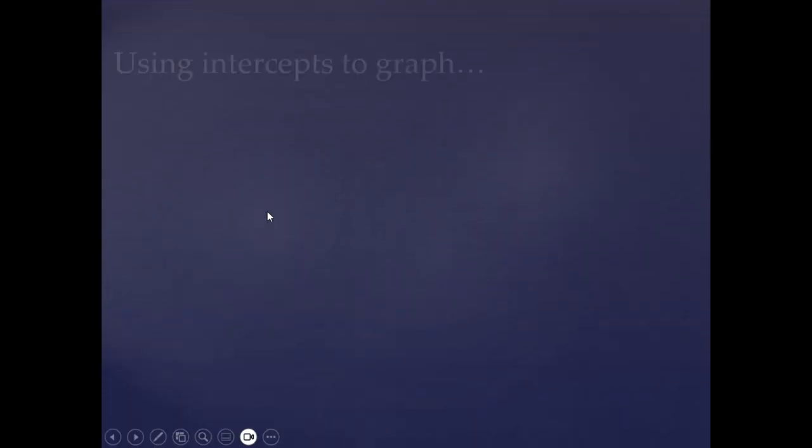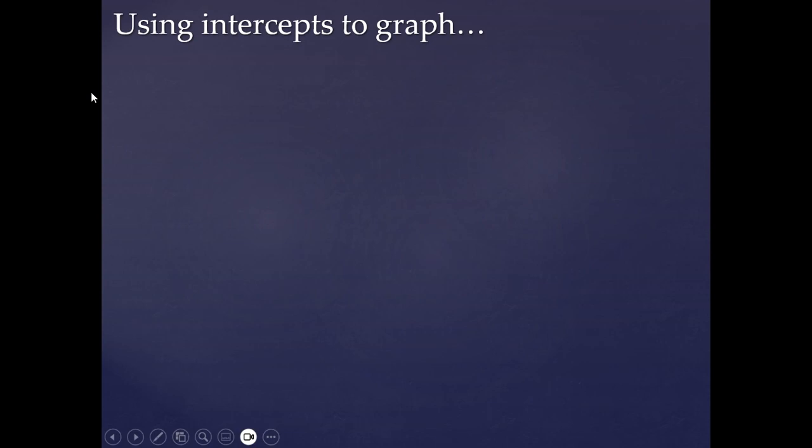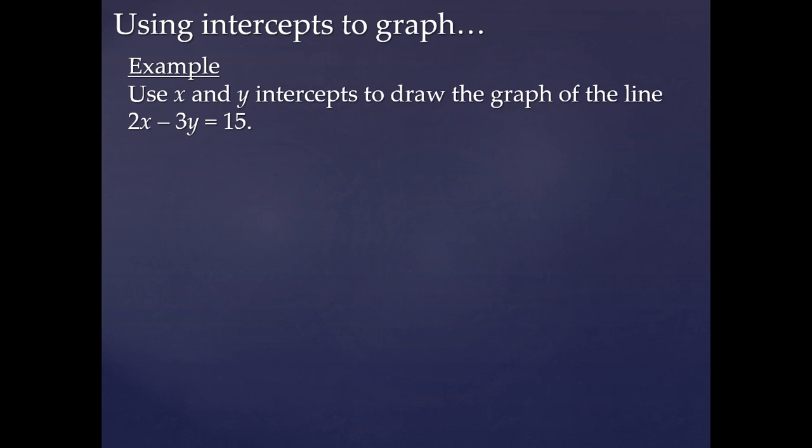Okay, let's do an example. At this point, you're going to have to write this down. We have an example here. It says, use the x and y intercepts to draw the graph of the line 2x minus 3y equals 15. Many of us tend to work ahead while I'm teaching, which is totally fine. If you did want to have a shot at this by yourself, go right ahead and start right now. But I'm going to take this up really slowly.